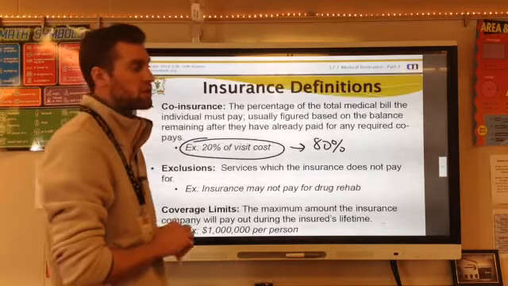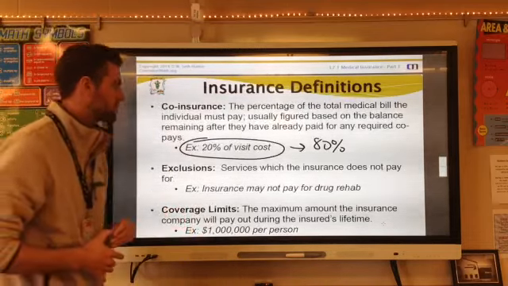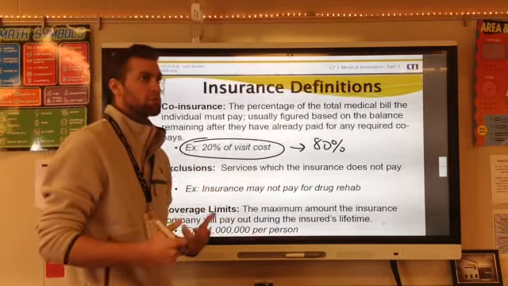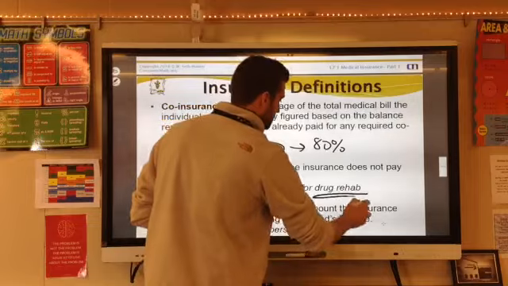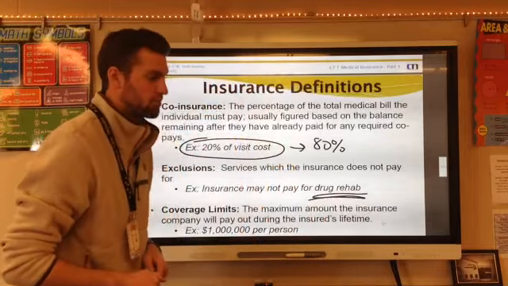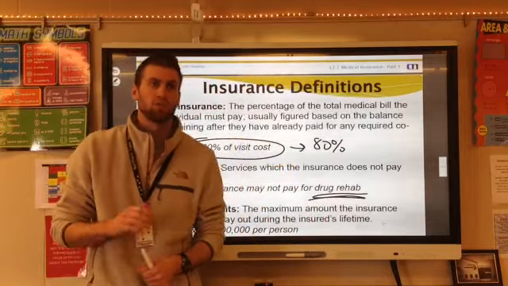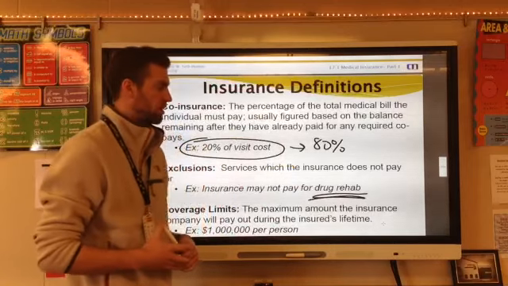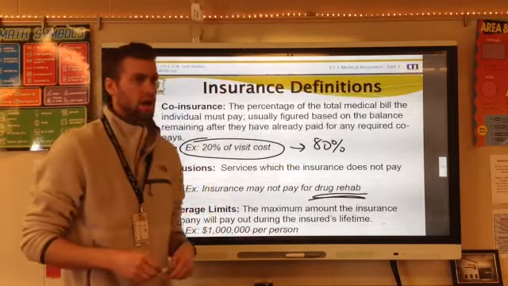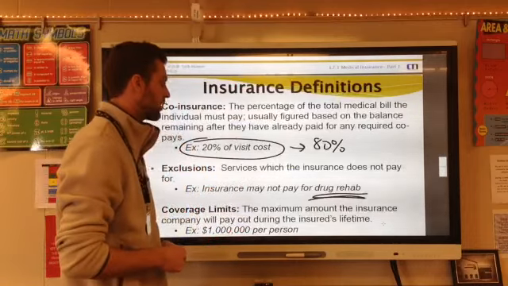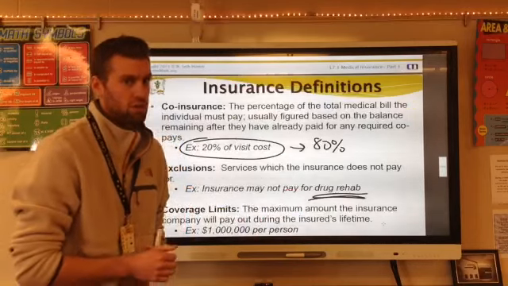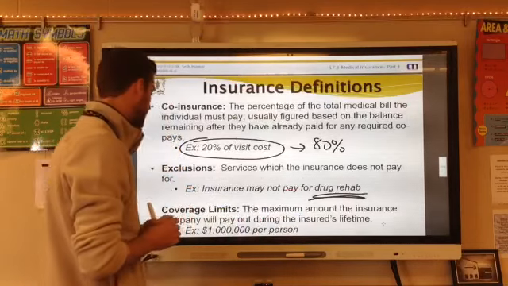Exclusions: you have to read the fine print here. These are services which the insurance company does not pay for. Insurance companies aren't going to pay for drug rehab, or for an AA class, which would be some sort of rehab for alcoholism. They're not going to pay for that kind of stuff. They might not pay for certain physical therapies. That kind of thing.